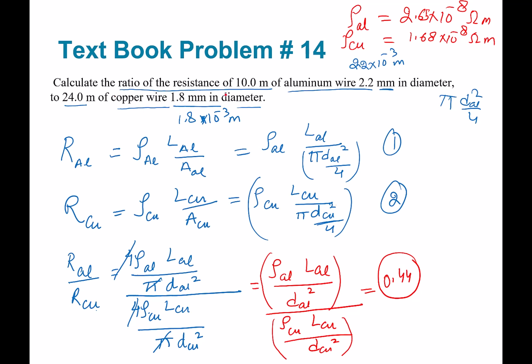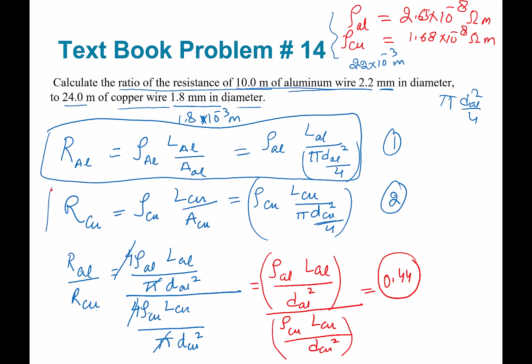You have to calculate the ratio of resistance of a 10 meter aluminum wire, which is 2.2 millimeters in diameter, so diameter is given, and 24 meter of copper wire, which is 1.8 millimeters in diameter. I've given you the resistivity of aluminum and copper. They are good conductors. So you find the formula for resistivity for Al and for copper is given here. I'm just substituting the subscripts Al and Cu for their respective metals.